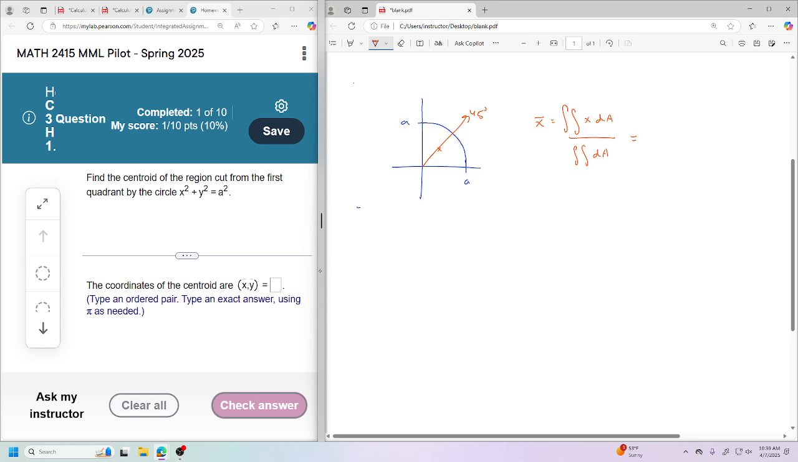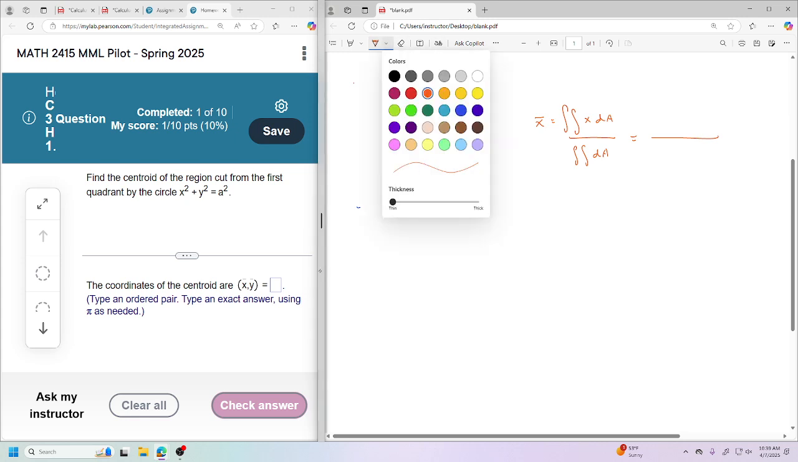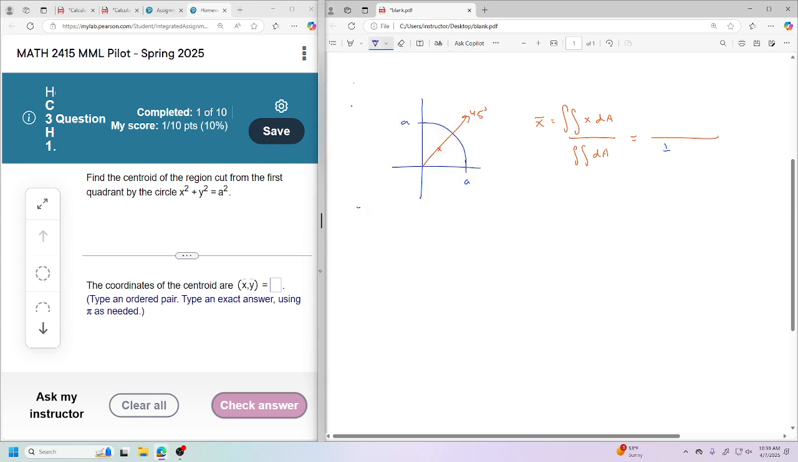How do I find the quarter area of a circle? About 1/4 of pi r squared, r being a in this particular case, right? We got a quarter circle. What's the area? Now, that doesn't help us for the top at all. We still have to do math for that. But we're getting there.